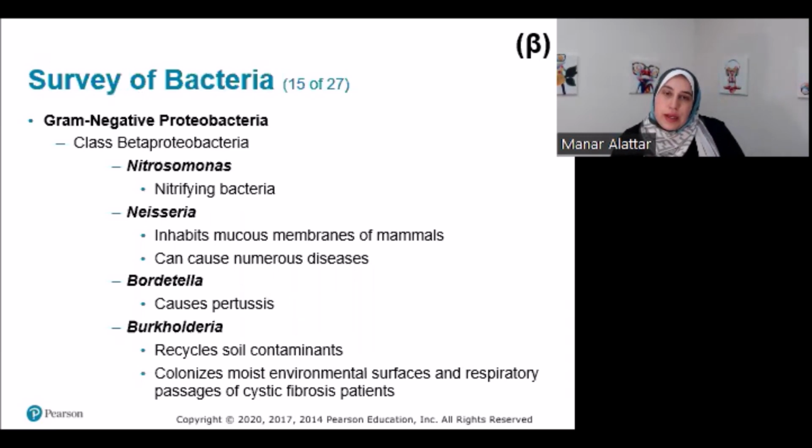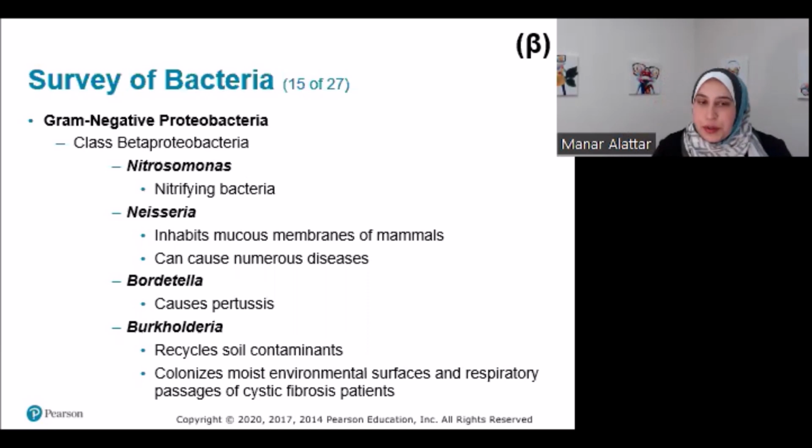Then we'll move to class Beta-proteobacteria. Beta-proteobacteria is a diverse group of gram-negative bacteria, and they thrive in different habitats. Some of them do thrive in habitats with low nutrients, and even though they're genetically different, they have some overlap with alpha-proteobacteria as well. So you'll see that we have soil bacteria that are nitrifying.